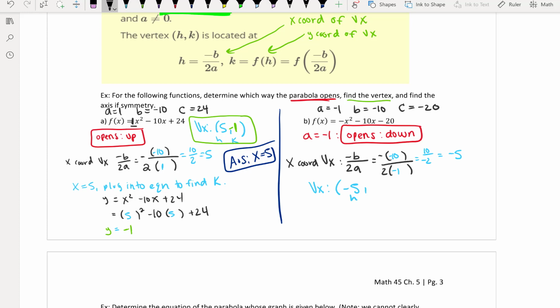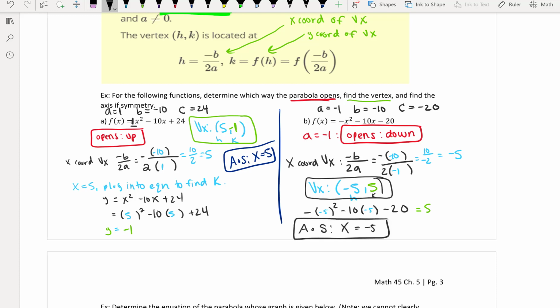So my original equation, I have a negative x squared minus 10x minus 20. And that value that I'm plugging in is a negative 5. Well, when I plug that all in, I'm going to get my answer, and that answer is a positive 5. So now I have my vertex. So now I can tell you that my axis of symmetry is going to be x is equal to a negative 5. Okay.